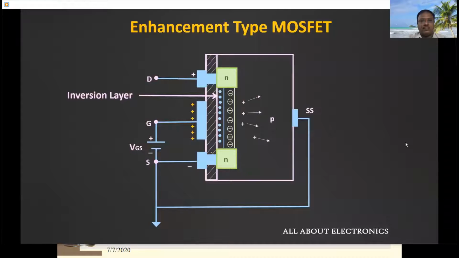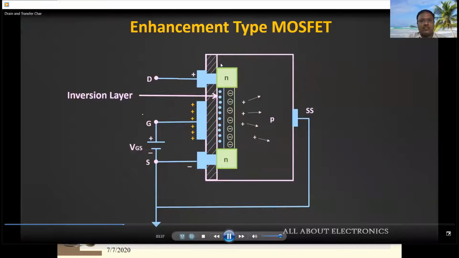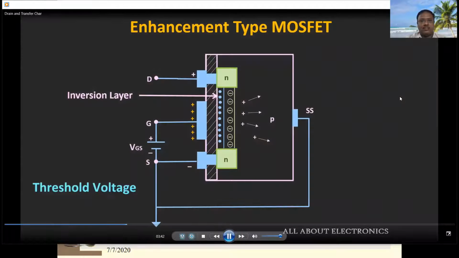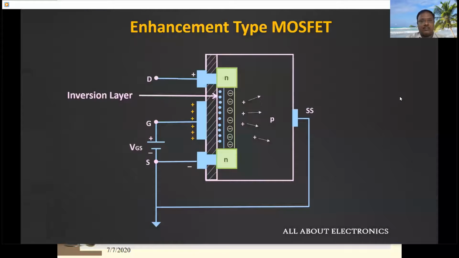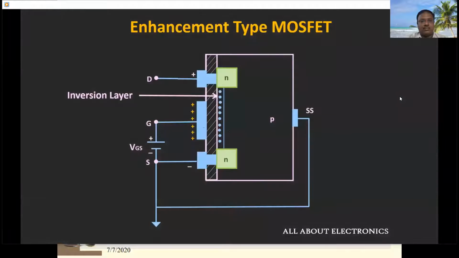And now suppose if we apply the voltage between this drain and the source terminal, then the current can flow through this channel. So the value of the gate to source voltage at which this inversion layer is getting created is known as the threshold voltage. And below this threshold voltage there will not be any flow of current through this MOSFET. And whenever this VGS is greater than this threshold voltage, then the width of the channel will increase. So in this way, due to the application of the voltage VGS, the channel is formed between the drain and the source terminal.